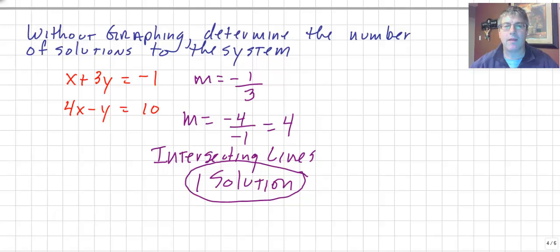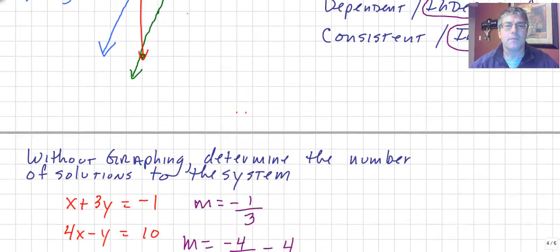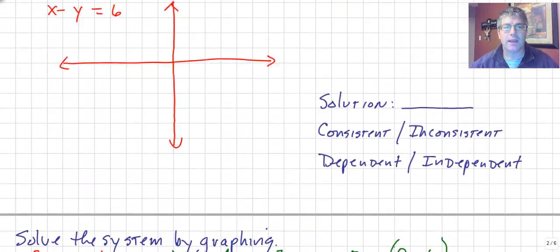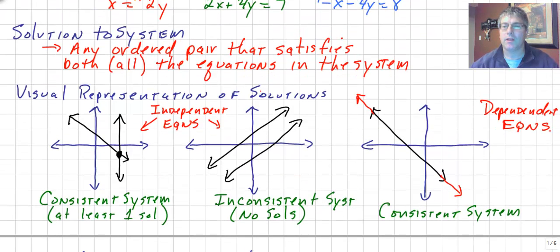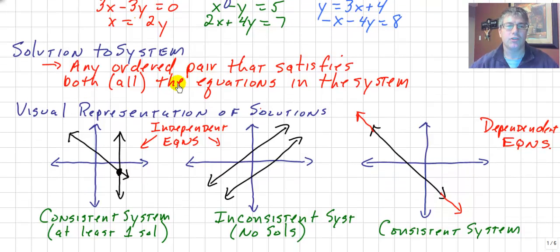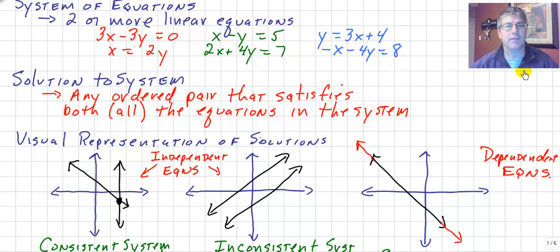So that wraps up the graphing method. Okay, we have seen we have a variety of solutions. We can have intersecting lines, parallel lines, or the same line. We know that the solution to the system is any and all ordered pairs that satisfy all the equations in the system, and some examples of systems of equations. So that wraps up the graphing method.